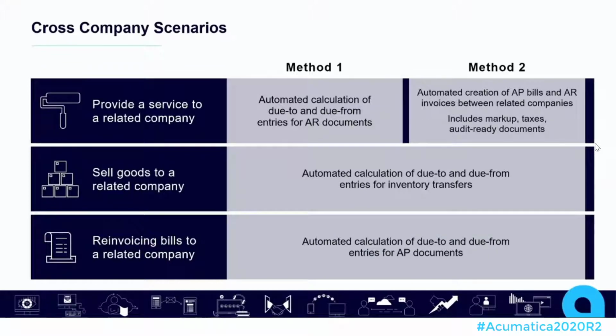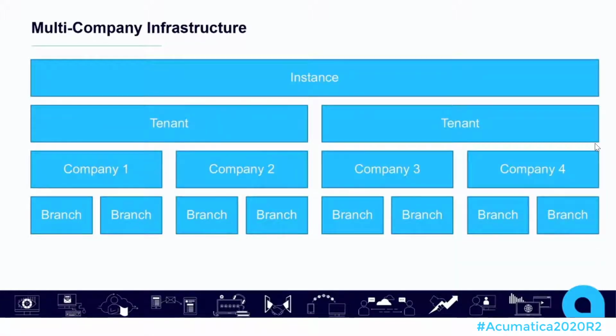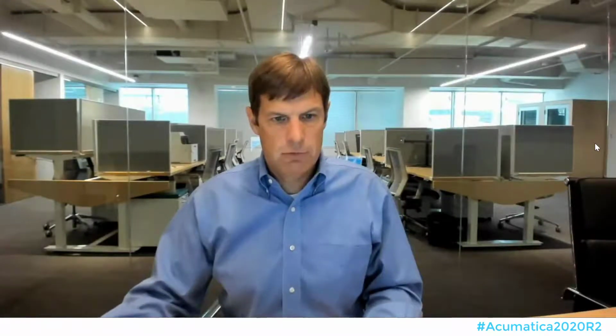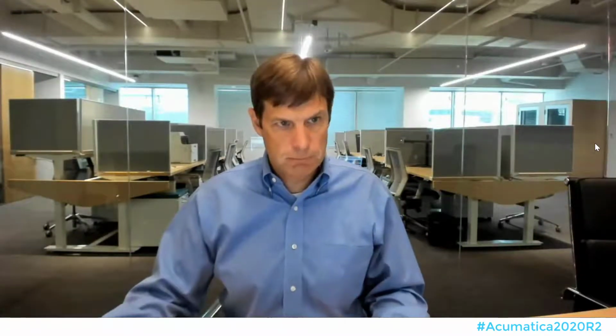Now we have the ability to actually create a corresponding AP bill after we enter an AR invoice in a related company. Just to give you an idea of what I'm going to be doing here, we have Company 1 and Company 2 with branches underneath of them. In this case, we're going to be creating a transaction where Company 1 is performing a service for Company 2 and needs to bill them for that particular service. So let's switch over to the demonstration now.